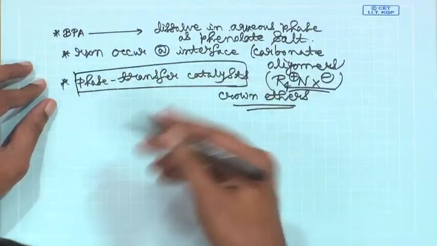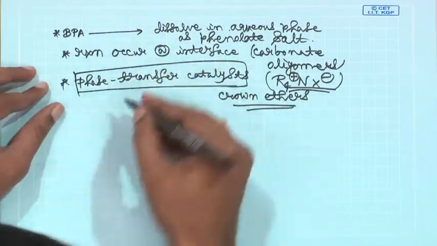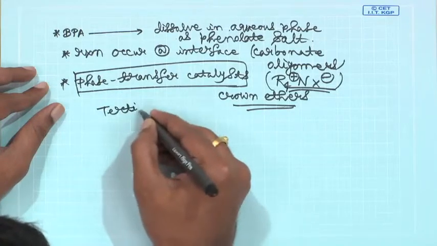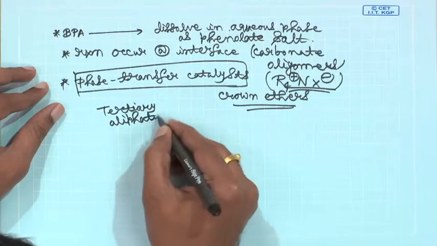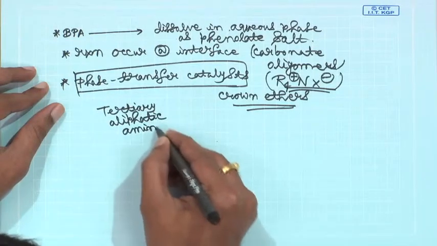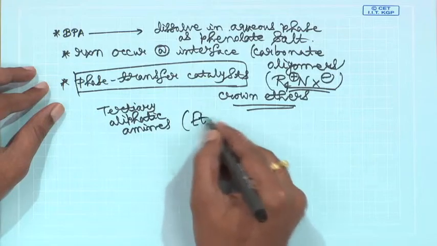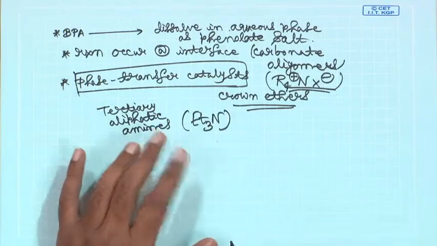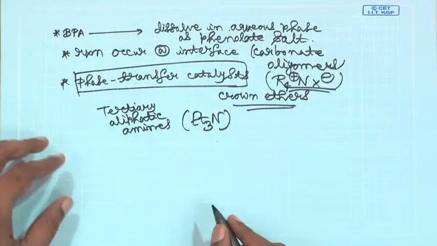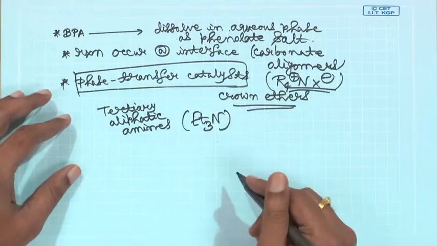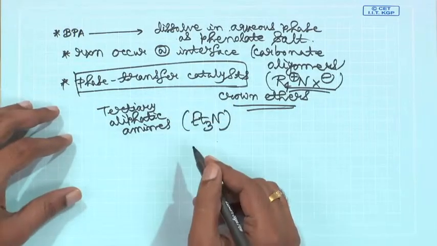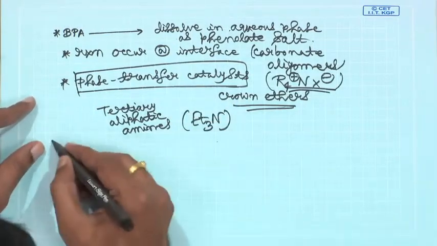So, this is the phase transfer catalyst, and typically to catalyze the reaction itself you could use tertiary aliphatic amines. For example, triethylamine you could use to catalyze the polycondensation reaction. So, initially oligomers will form, but as the reaction progresses you will get high molecular weight bisphenol A polycarbonate.